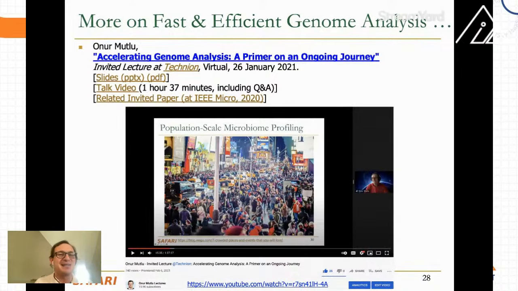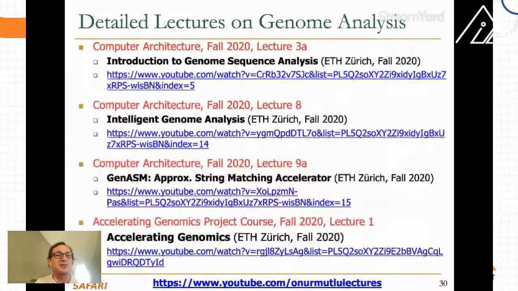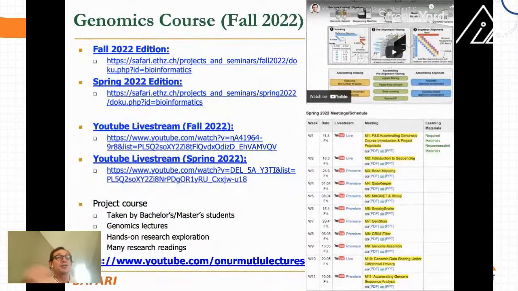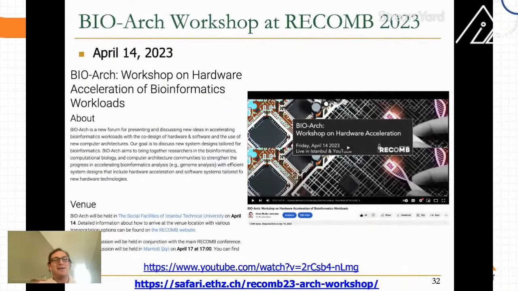So if you're interested, there's a lot more on fast and efficient genome analysis than I can cover in the 5 minutes that I dedicated in this particular talk. You can find some of our talks and lectures online. We also have a genomics course. This is not the latest incarnation, but this is one of the incarnations of this course. It's actually being live streamed right now. We live stream all of our courses, so you can find these courses on YouTube. We have also been holding workshops at both architecture conferences as well as genomics or molecular biology conferences, if you happen to attend them, or you can watch them on YouTube as well.